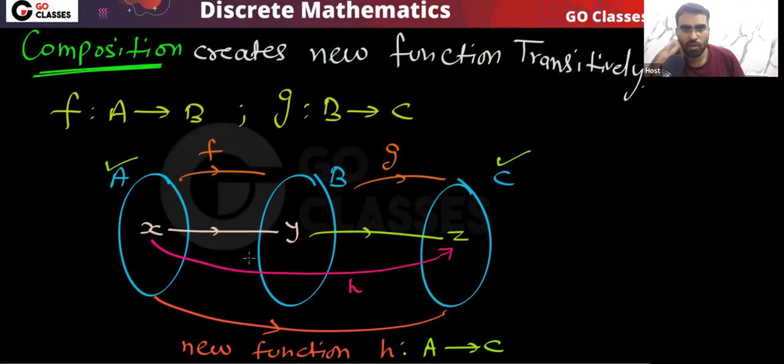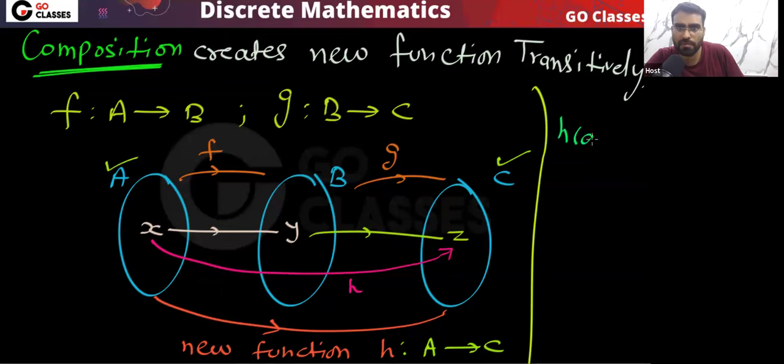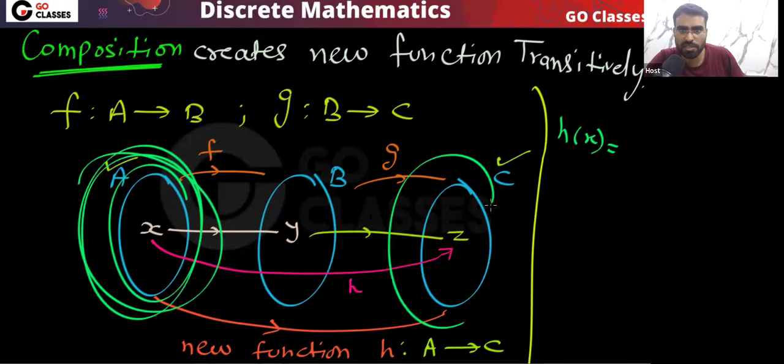Now, what is the name for this H? Let's find out. You tell me, in this function H, what is the image of X? Remember, this new function is from A to C, from here to here.